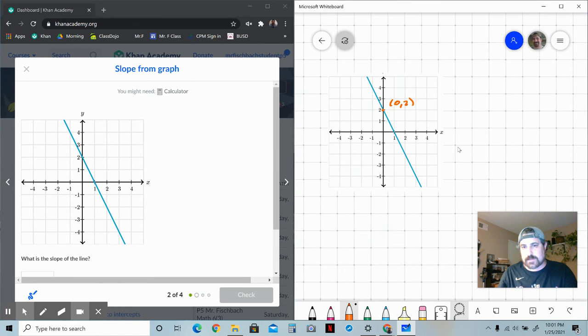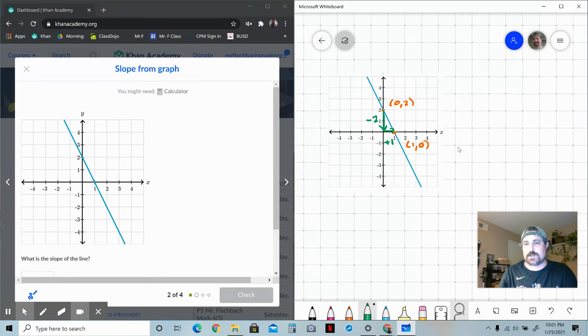I can also identify this point right here, and that looks like an exact place where it crosses, and that's the point 1, 0. So basically, you've got an x and a y-intercept, which is pretty cool. And we can just find the slope of the line pretty simply. All you got to do is go change in the y direction, which looks like it's down 2, so minus 2, compared to the change in the x direction, which is plus 1, to the right 1.